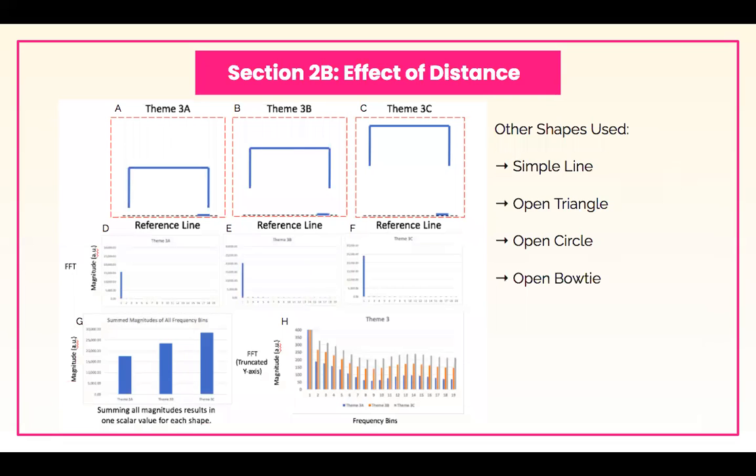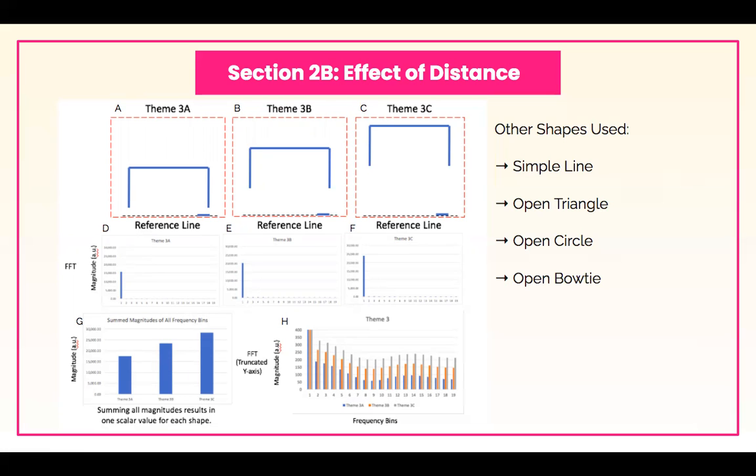2B relies on portraying the effect of distance on the final result of the LCPC transform. This is the same shape, but each shape is a different height or a different distance from the blue reference line. Specifically, from left to right, it goes higher and higher. When we look at the sum magnitude graph, or panel G, it makes sense that as we move farther from the reference line, its sum magnitude increases.